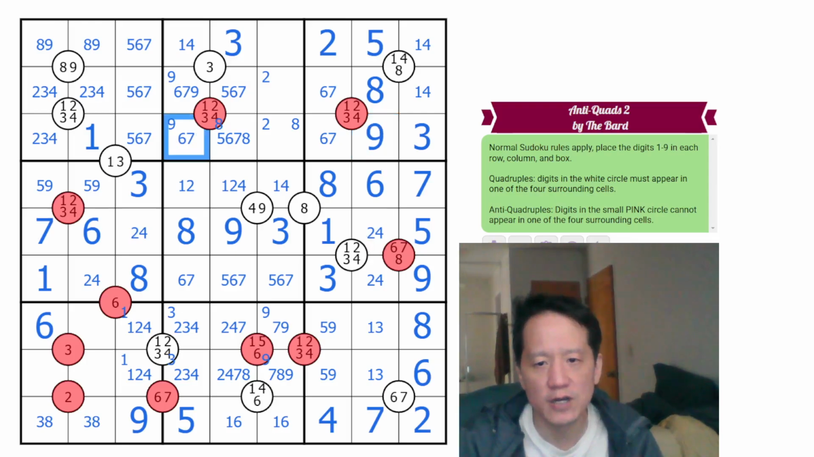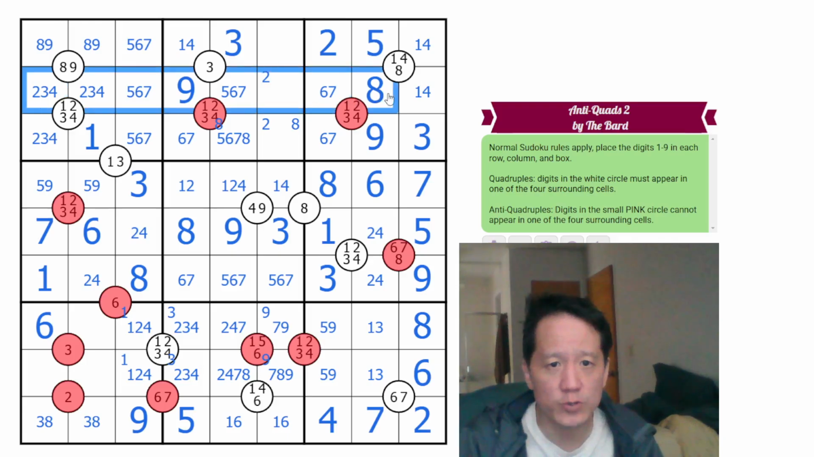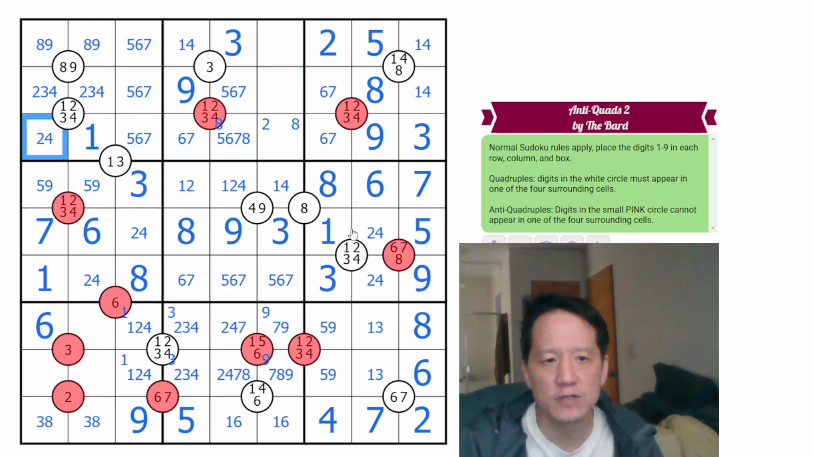This can't be 9. Therefore, where's the 9 in column 4? It has to be here. So this is a 9. We have a 5, 6, 7 triplet in row 2, which eliminates 5, 6, and 7 from the rest of the row. This can't be 3, so therefore one of these two must be a 3. This is 1 through 4, but it cannot be 3, obviously. So this is 1, 2, or 4.